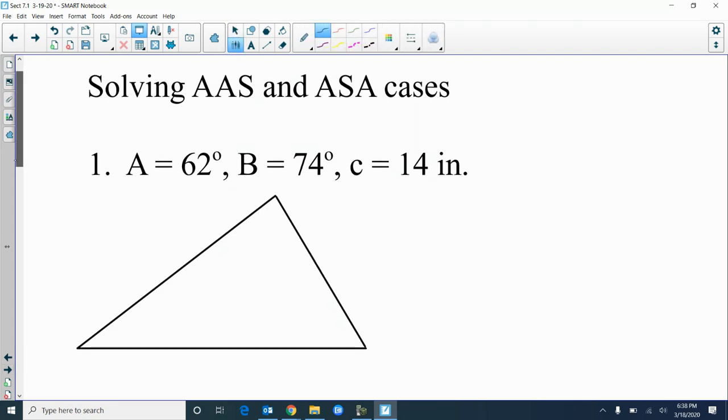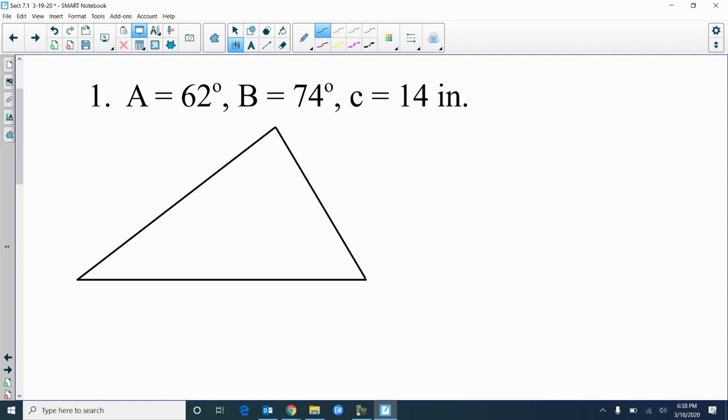Just as a reminder, you need to create your own triangle, label it, and make it as accurate as possible. So I'll label that B. Label this angle A, which is 62 degrees, and then C, which has to be across from angle C, is 14 inches. And so across from angle B has to be side B, and across from angle A has to be side A. This would be a situation which we call angle side angle, and this is where we can use the law of sines. We need to find all missing sides and all missing angles.